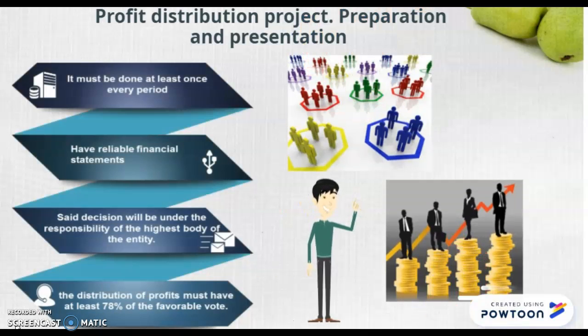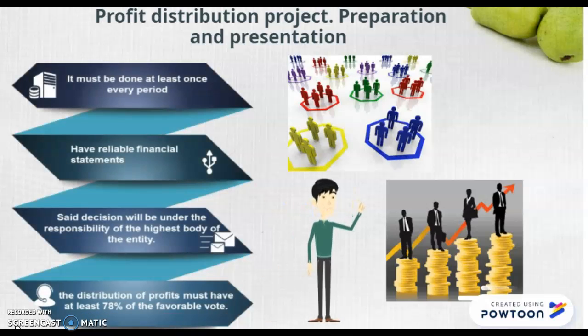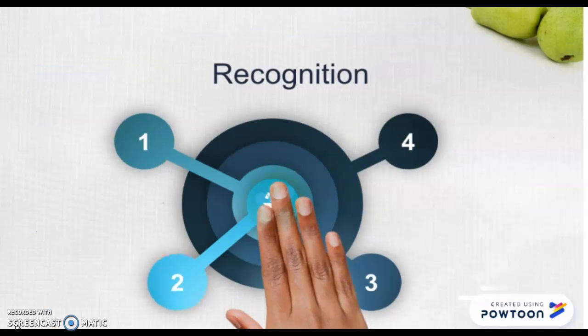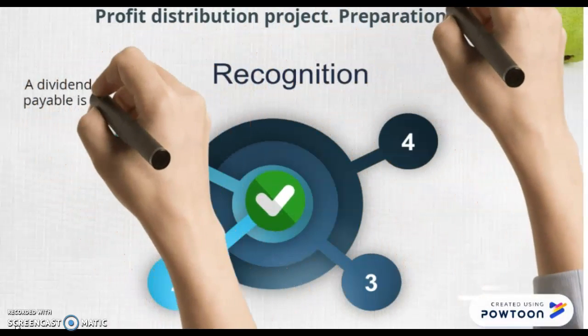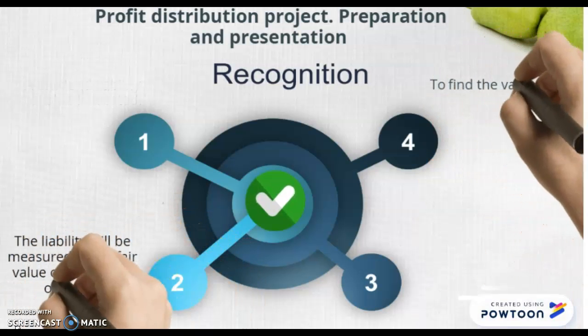The distribution of profit can be made on a monthly basis as long as the company's financial reports are generated. The legislation establishes that in order to authorize the distribution of the profit, at least 78%. Not only can the dividend be paid in monetary form, it can also be in kind.